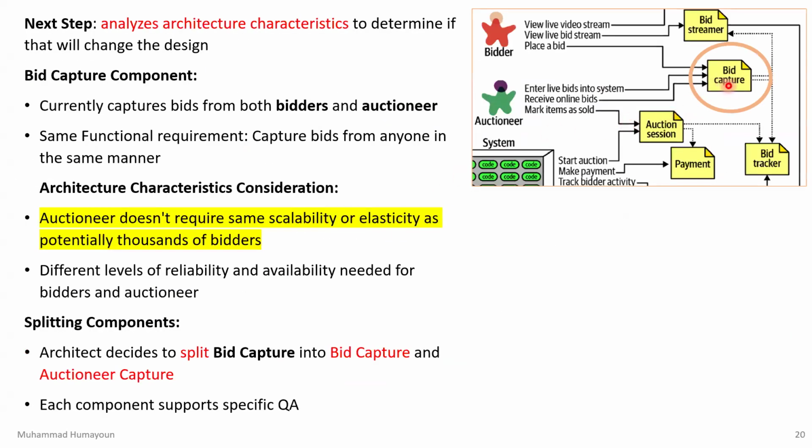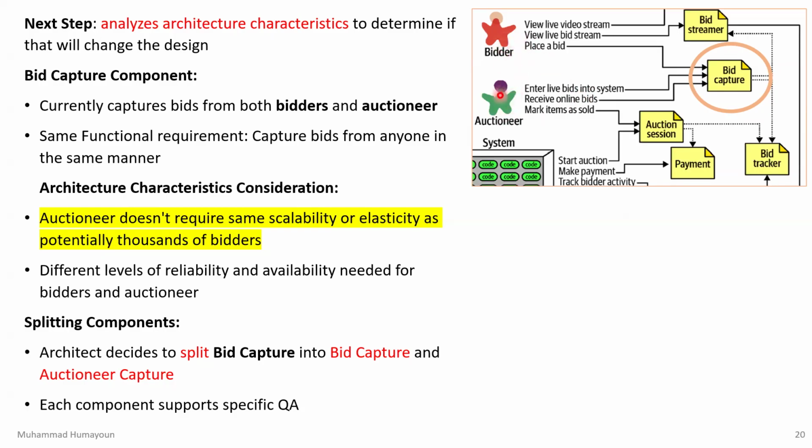So imagine this bid capture component here. You look at your architectural characteristics and you realize that bid capture component is being used by bidder and auctioneer. However, the requirements for both auctioneer and bid capture are different. So this bid capture needs to be really scalable, elastic, and support thousands of bidders. But it is not the case with this auctioneer because auctioneers are few.